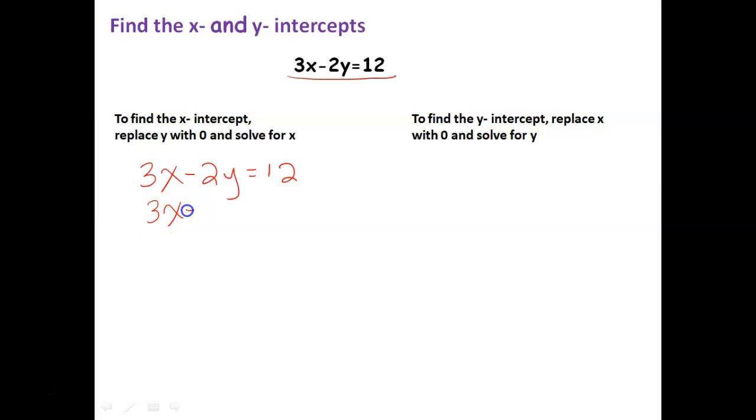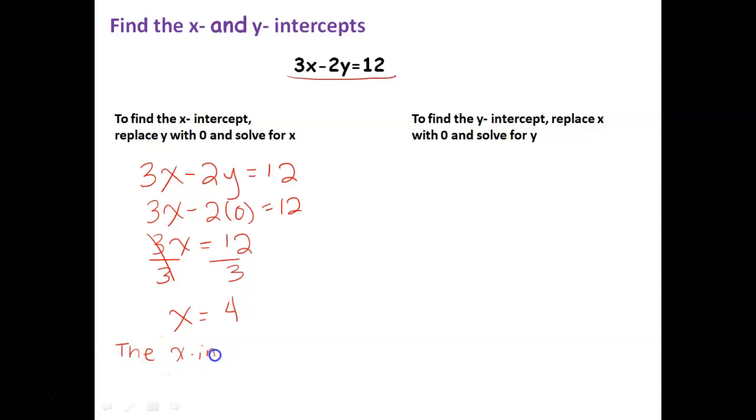So I have 3x minus 2 times 0 equals 12. 3x, negative 2 times 0 is 0, so nothing there, equals 12. And we solve for x. Divide both sides by 3. You see how we can't get away from solving equations, guys? And x is 4. So the x-intercept is 4.